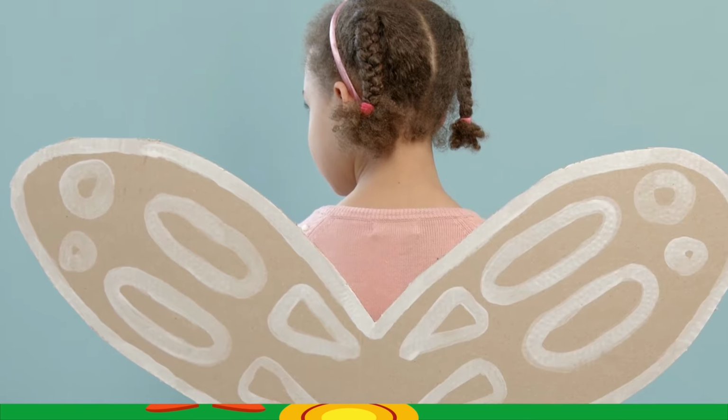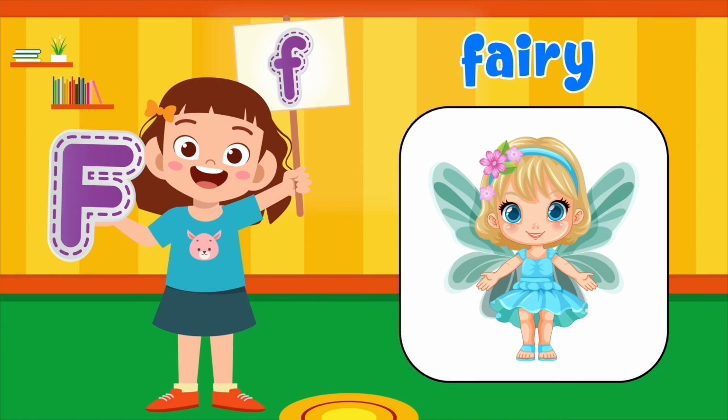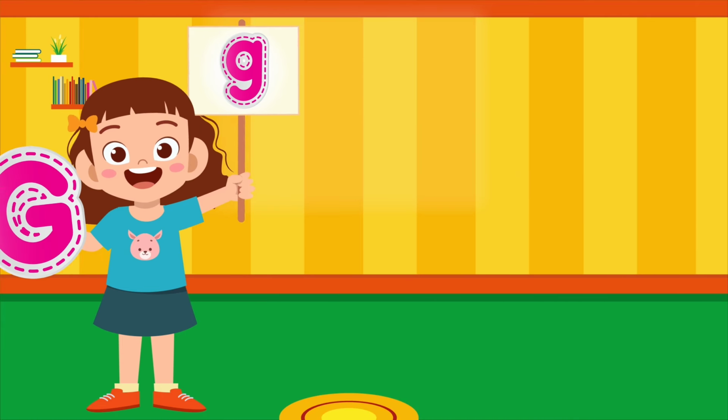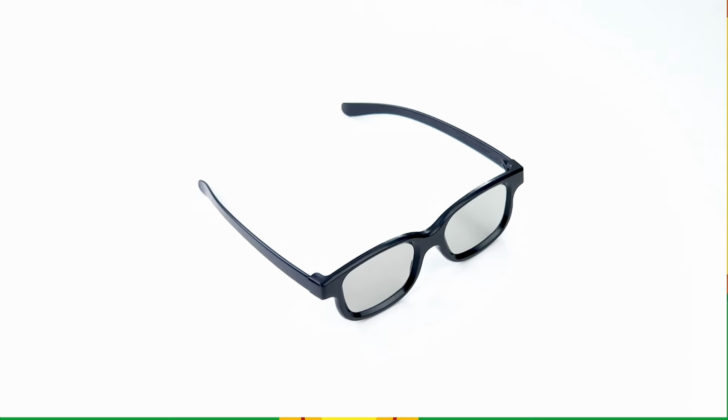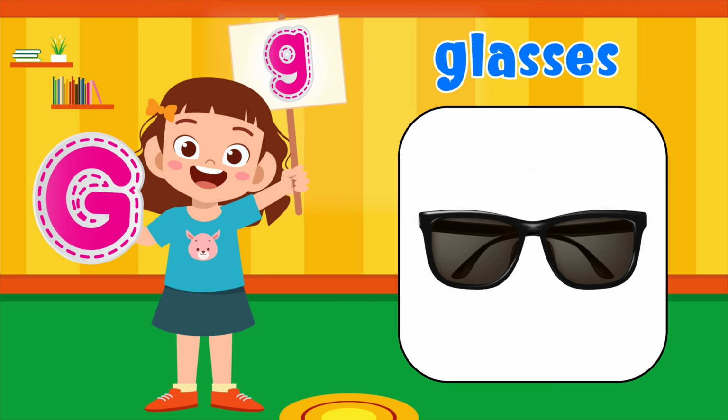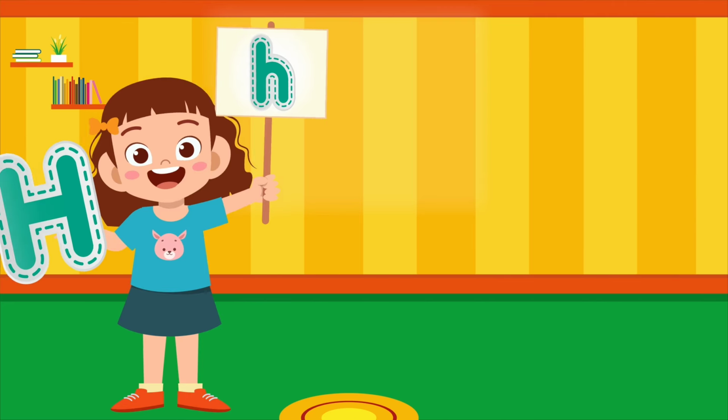Fairy. F, fairy. G is for glasses, g, g, glasses. H is for hand.